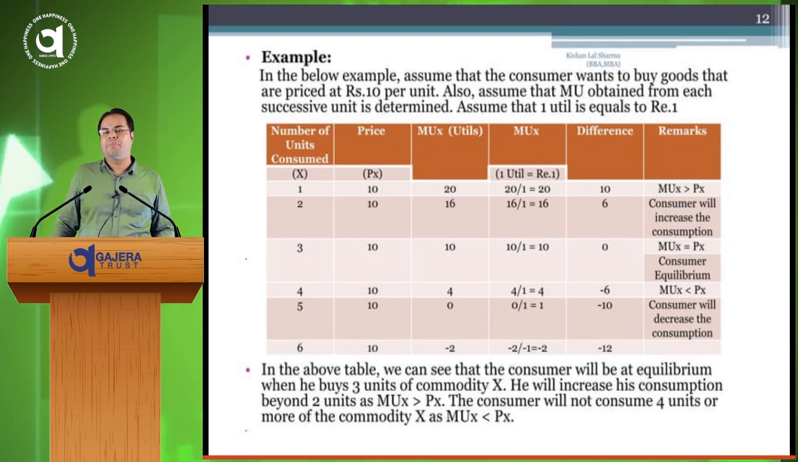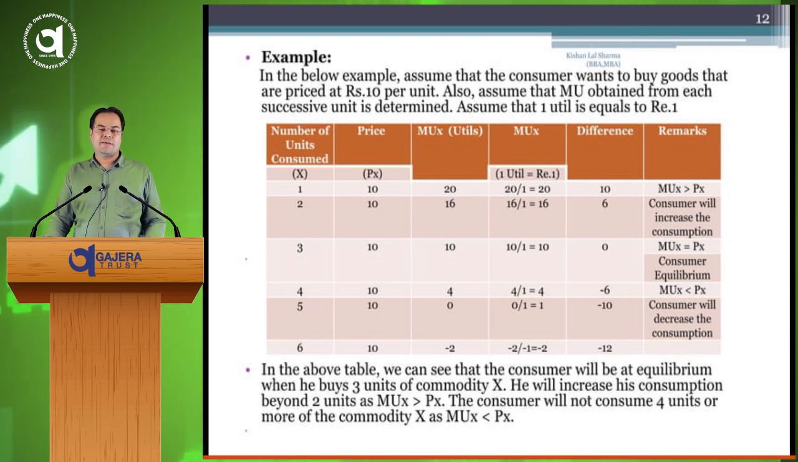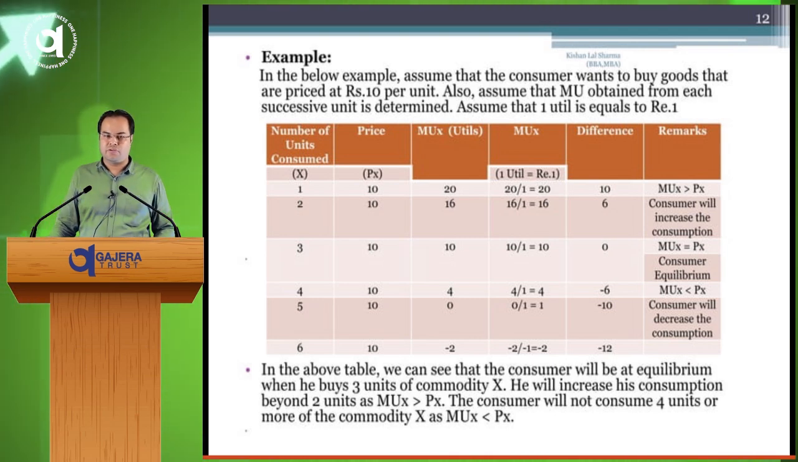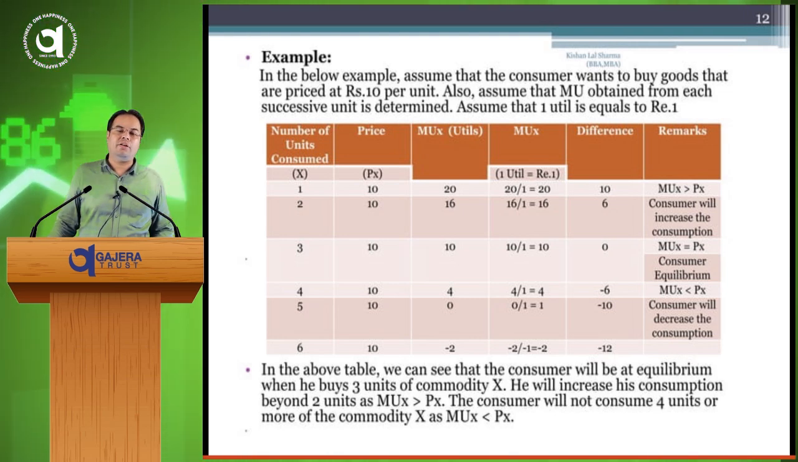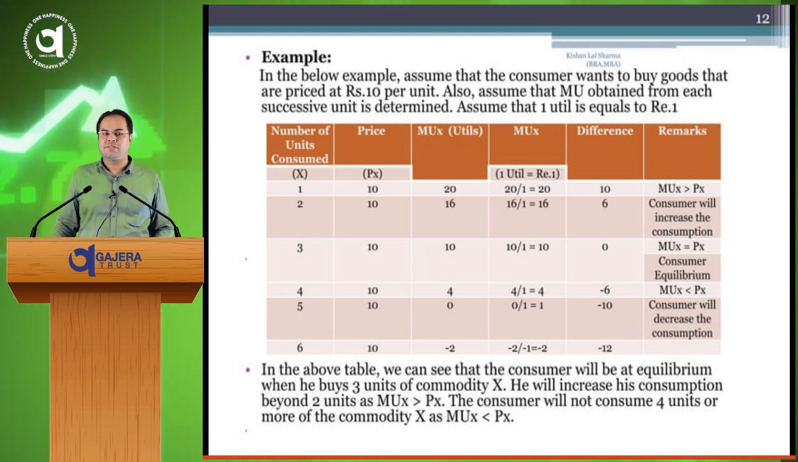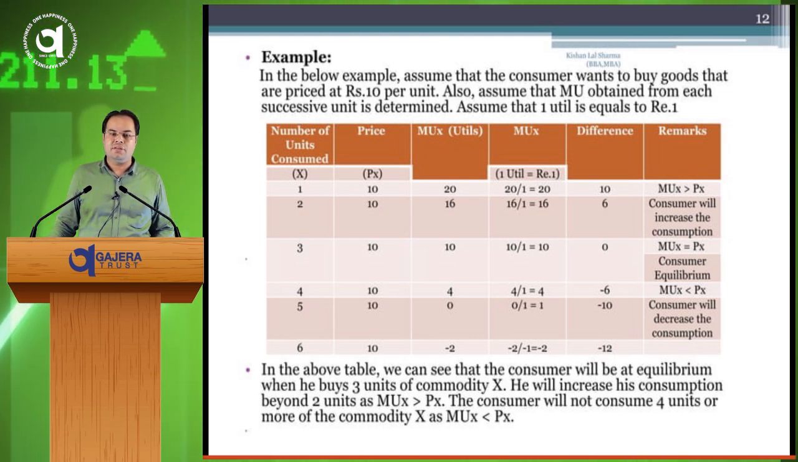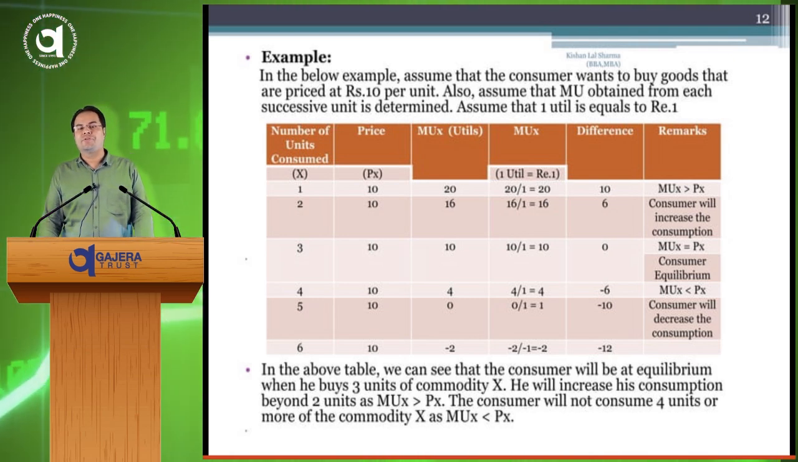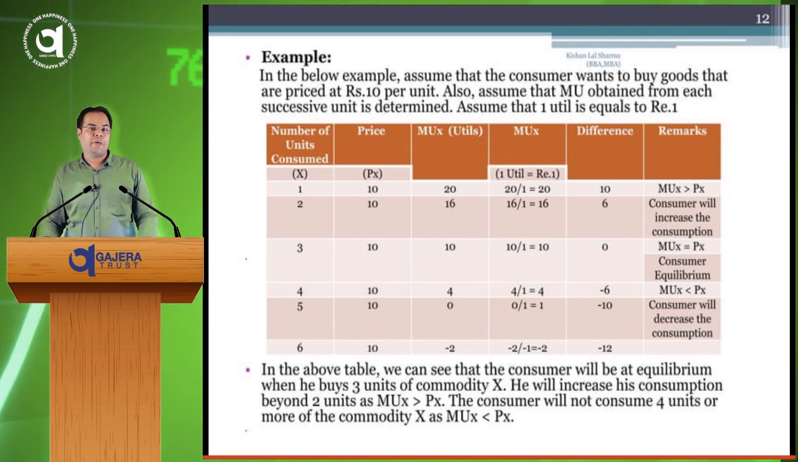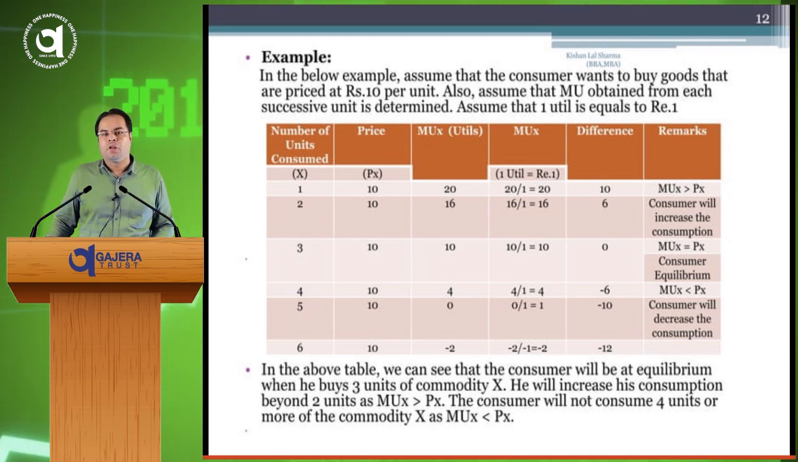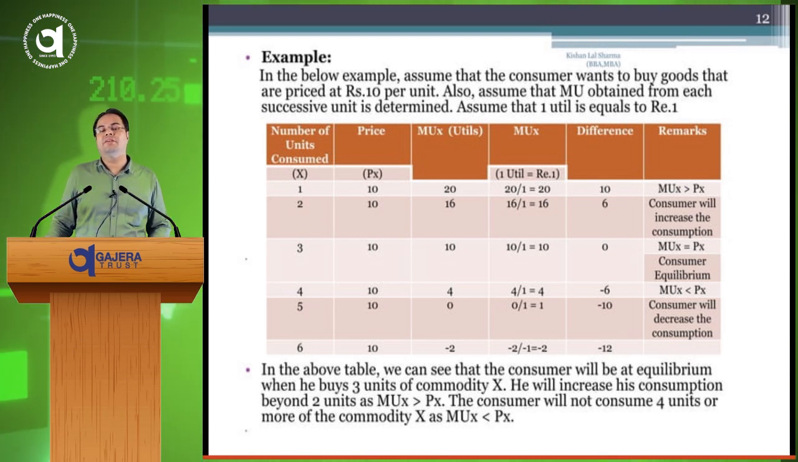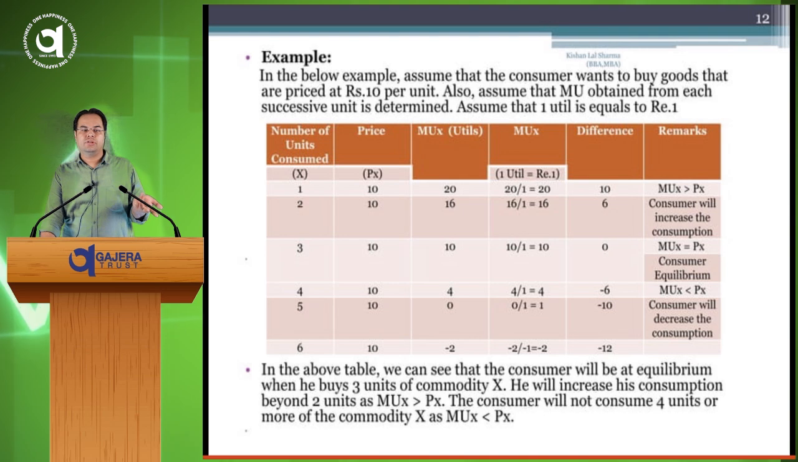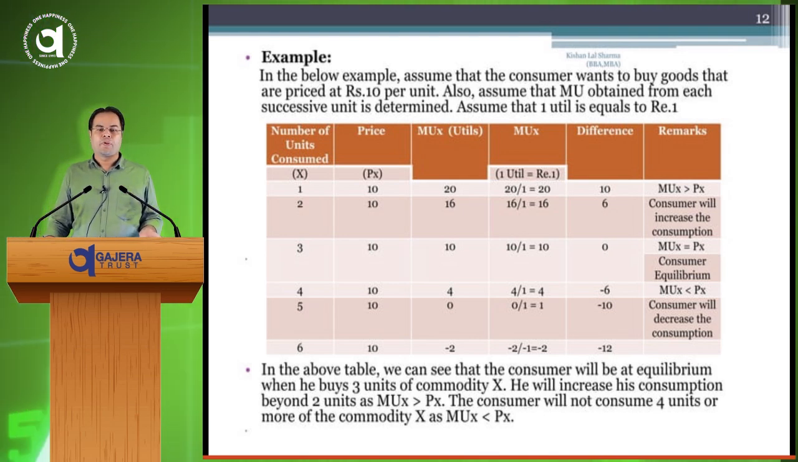10, 6, 0, minus 6, minus 10 and last is minus 12, right? Now, what remarks or what observation can we make? First, for the first commodity you can see that MUX is greater than PX, that whatever marginal utility you are getting is greater than the price you are paying, right? It is 20. Second, the consumer will increase the consumption. Now you increase the consumption, and the second unit you are also purchasing, okay.